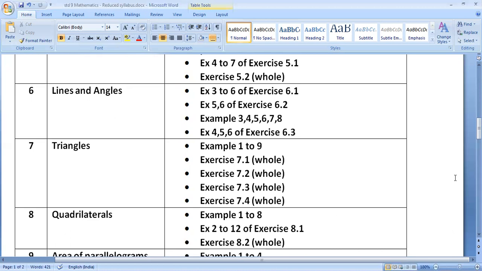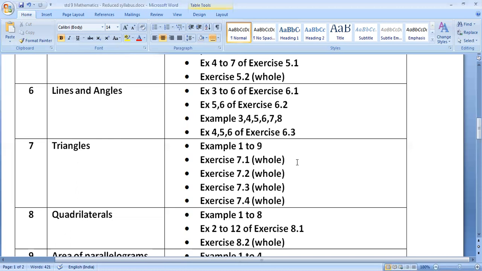Page number 115, theorem 7.1, which is the ASA congruence rule. The statement is included for the syllabus. You have to prepare only the statement. Its proof is not necessary as they have mentioned. On page number 118, example 3 is excluded. Along with that, exercise 7.1, the whole exercise, is excluded from the syllabus.